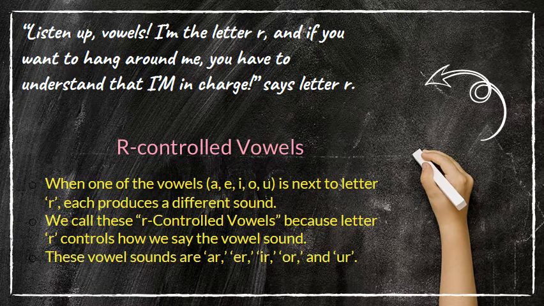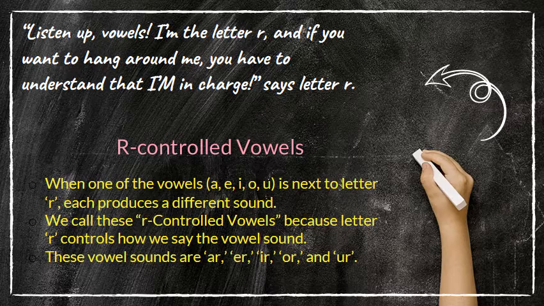Listen up. Vowels. I'm the letter U, and if you want to hang around me, you have to understand that I'm in charge, says letter R. So here the consonant R wants to have charge over the vowel letters. It wants to change the sound of the vowel letters. So we can say that the consonant R here is a little bit bossy. So our lesson will be about R-controlled vowels.